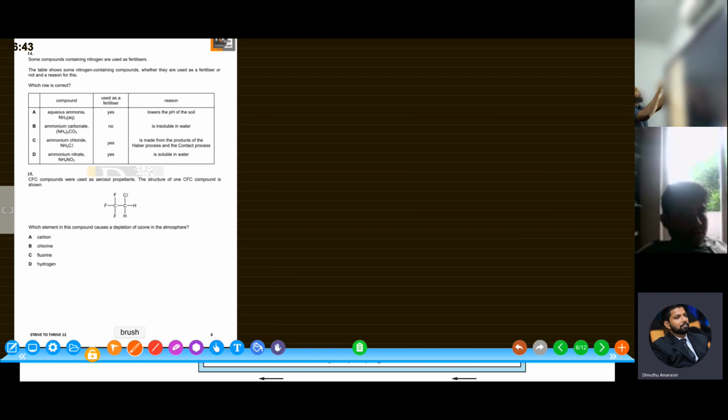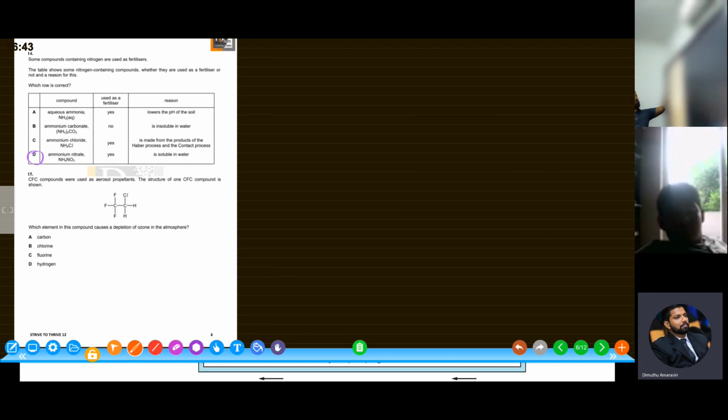The answer is D. Ammonium nitrate. Yes, because it contains a lot of nitrogen and it's soluble in water, so then plants can absorb it fast. Okay. Ammonia doesn't lower the pH.